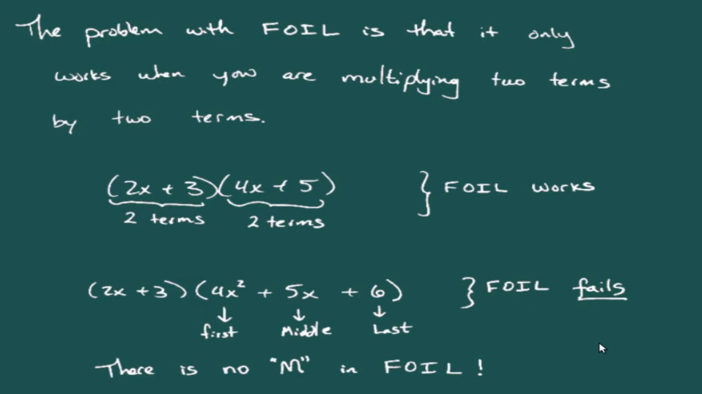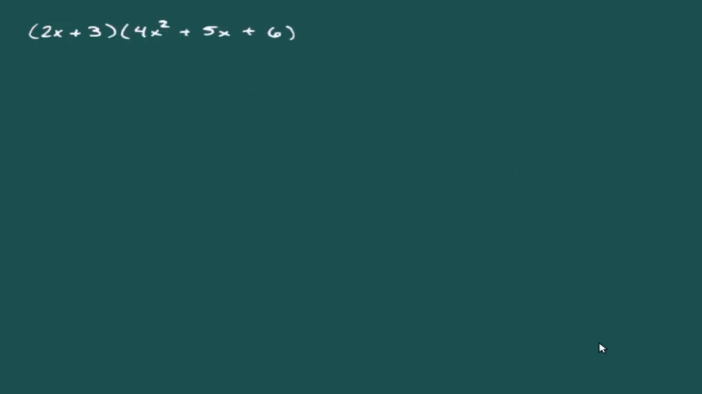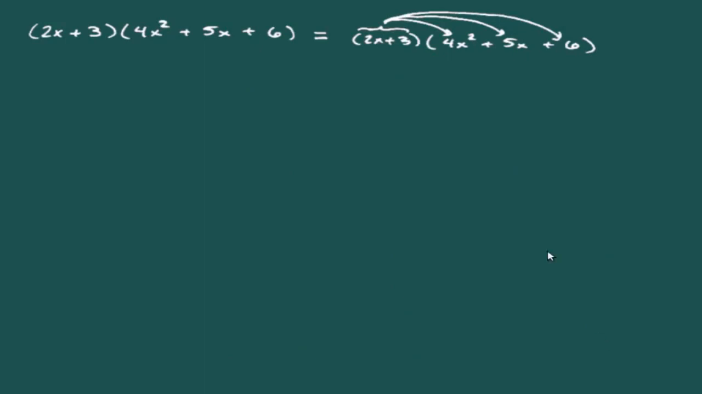So now let's actually do this case where FOIL fails. And we're going to use distribution, which always works. So if we've got our quantity 2x plus 3 times our quantity 4x squared plus 5x plus 6, again, we're treating the 2x plus 3 as one object, and so that's going to get distributed to all three terms, to the 4x squared, to the 5x, and to the 6. So we're going to have the quantity 2x plus 3 times 4x squared plus our quantity 2x plus 3 times 5x plus our quantity 2x plus 3 times our 6.